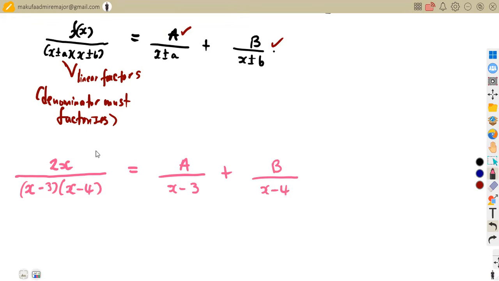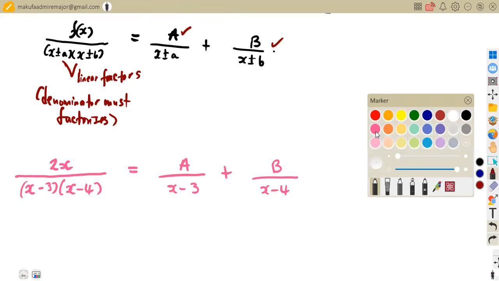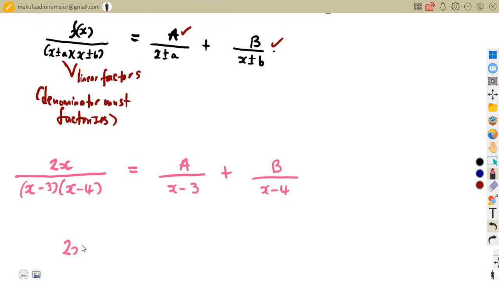So what we need in this case is to find the value of A and B. If you were to consider adding this part as an equation, we are going to say this numerator of 2x is going to be equal to, remember, on your normal simplification, you were supposed to find the LCM of these two, which is (x minus 3)(x minus 4).